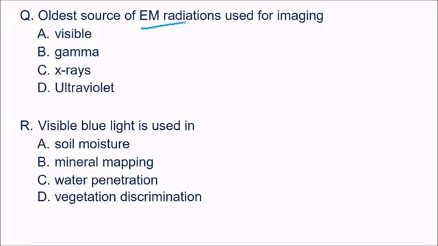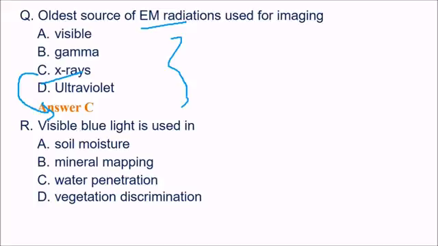Oldest source of electromagnetic radiation used for imaging. What is the oldest source of electromagnetic radiation used for imaging? And you got it right, the answer is X-rays. Till now, X-rays are the most important for orthopedics and many other fields.